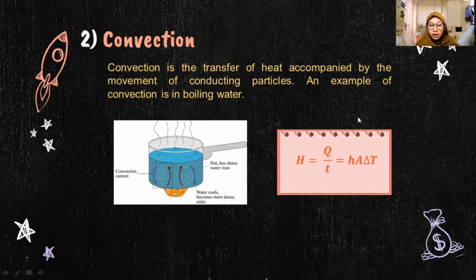The rate of heat flowing in a substance follows the following equation. H capital, which is convection, equals Q divided by T equals h small times A times delta T, with h small is the convection constant.